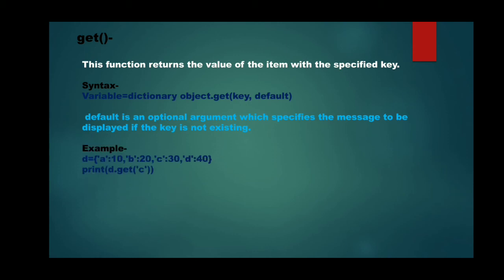Let's take an example. This is a dictionary D, and I have written print d dot get c. Now what is it going to do? It is going to display the value of the key C, 30. Right? Now when I write d dot get x comma not existing, I have provided the key x. Since the x key does not exist, it will display this message.